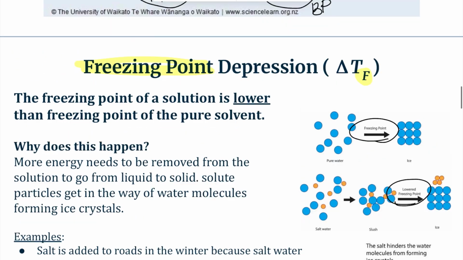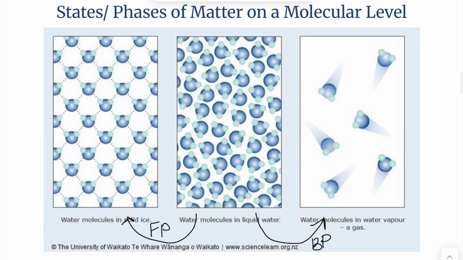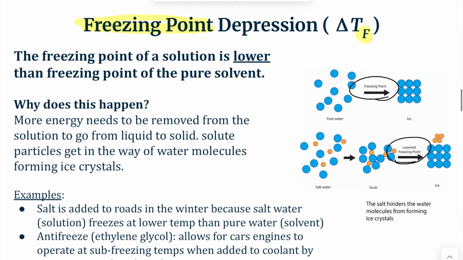And so again, if we think back to these solids, liquids, and gases, if I have other particles in here, in order to get those bonds to form, those bonds are having to form around other things. And so the temperature is going to go down for the freezing point because they have to work around these other pieces. The opposite then is true for boiling point.